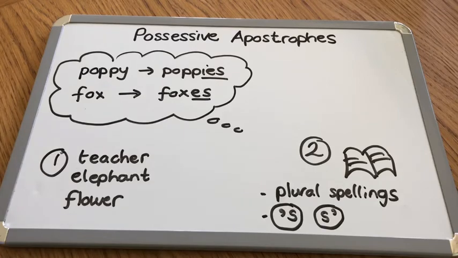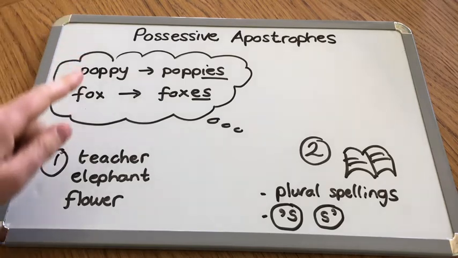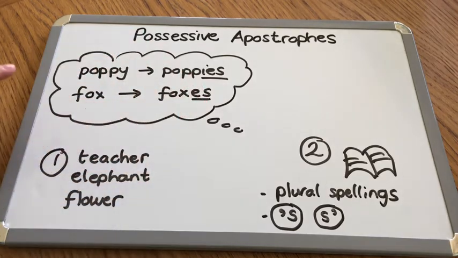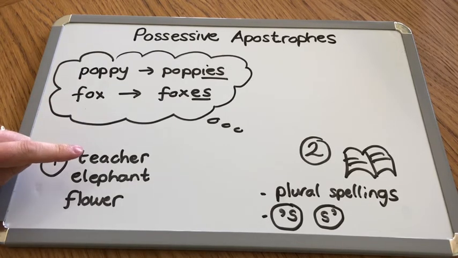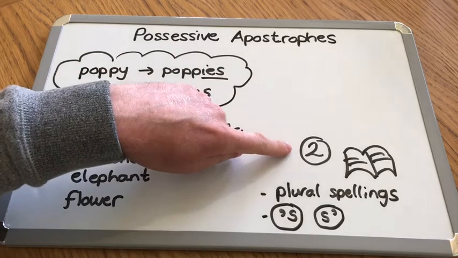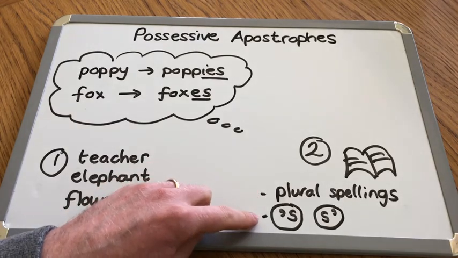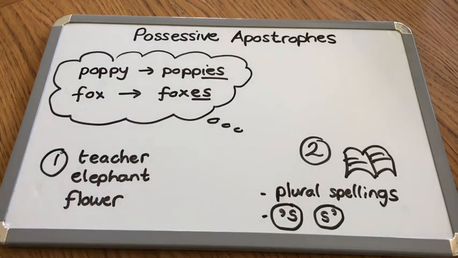Well done everyone, we've made it to the end, and something worth noting before I set you your challenges. Remember that for plural forms of some words, the spelling rules can be different. Maybe you could investigate that yourself and look out for those kind of spellings when you're reading. Here's your challenges. Number 1, have a go at writing some sentences for teacher, elephant and flower using possessive apostrophes. You could do it in the single and plural form. Number 2, when you're reading, have a look out for these different plural spellings and have a look out for the use of possessive apostrophes. Well done everyone, and I'll see you again soon.